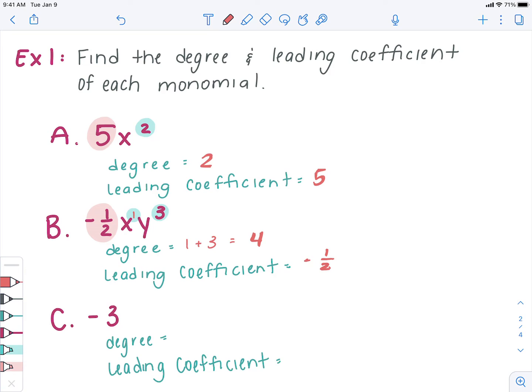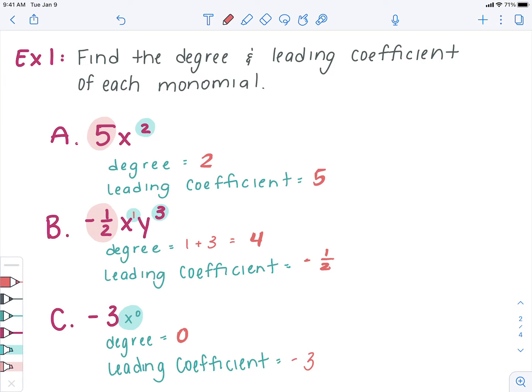The last one is probably in the most simple form, but it seems the trickiest because you kind of panic because there's no variables and you think, what the heck is going on here? I don't know what to do. But there's no variables because in reality, right here, all I have is an x to the 0 or a y to the 0. I don't have any variables, right? I have 0 variables. So that means my degree is 0. It also means that the only number that they gave me was -3, which is my leading coefficient.